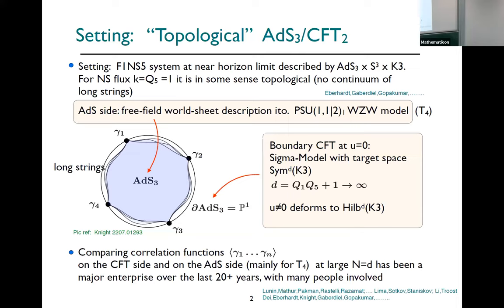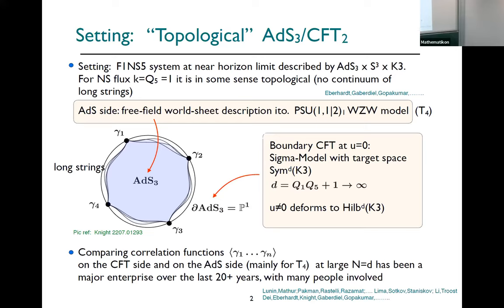So this is the setup, very crudely. There's this F1 and S5 system, and the near horizon limit is given by an AdS space, as is well known, at flux number one, five-brane number one. This theory is in a way topological. In particular, the otherwise present continuous spectrum of long strings is depleted, and there was tremendous progress over the last 10 or 20 years by Puma, Ibarat, and many other people. It's important to cite them all here.